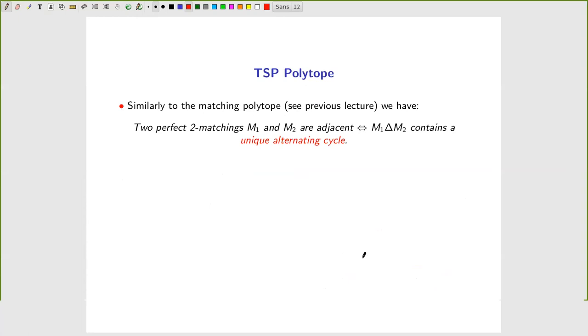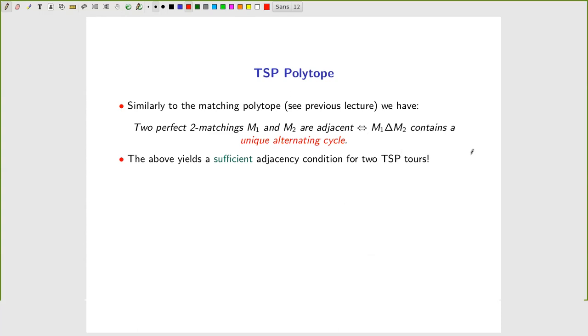Similarly to what we've seen for the matching polytope, if you go back to that proof, it really easily generalizes to the two matching polytope, the perfect two matching polytope. And so you can show that two perfect two matchings M1 and M2 are adjacent if and only if the symmetric difference contains a unique alternating cycle. So by now we should be familiar with this kind of technique.